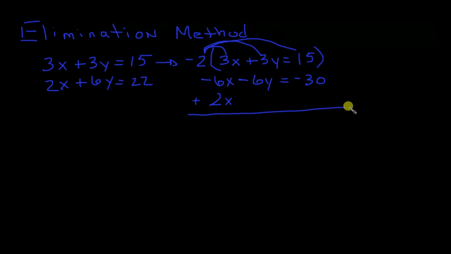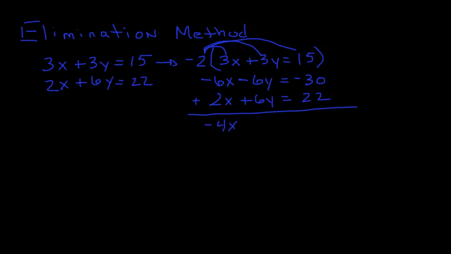So you have 2x plus 6y. And if you notice, this is the goal we are looking for. We are trying to get these to be opposites because these opposites are going to cancel out or eliminate each other. And now you bring the rest of your equation in, and you see here that negative 6x plus positive 2x is going to give us negative 4x.